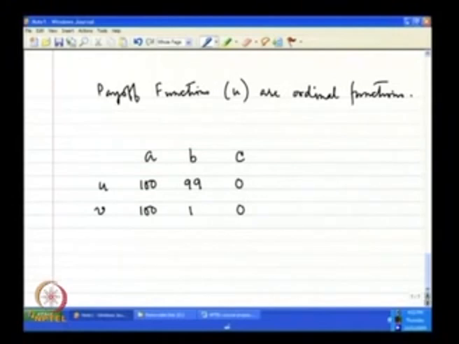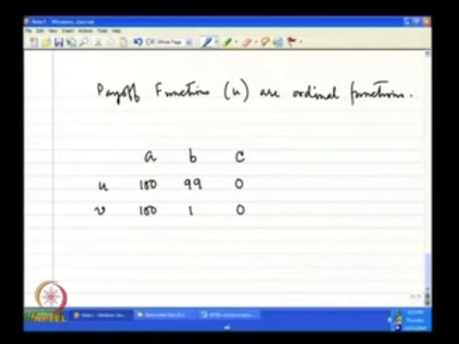But it does not matter. The ordinal functions will say that it does not matter what absolute value I am giving to these numbers. What matters is relatively, 99 is between 100 and 0, 1 is also between 100 and 0. So both U and V will be equally good for me. So ordinal functions only emphasize the relative value, not the absolute value.